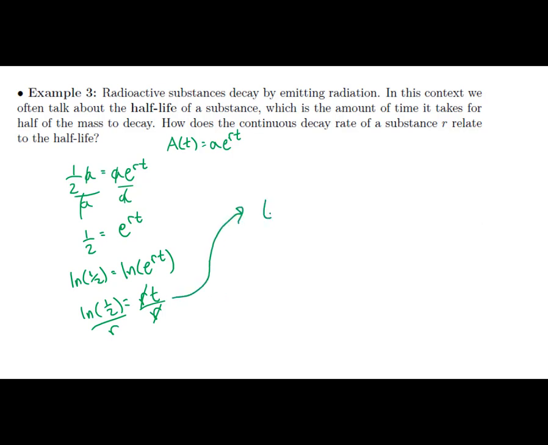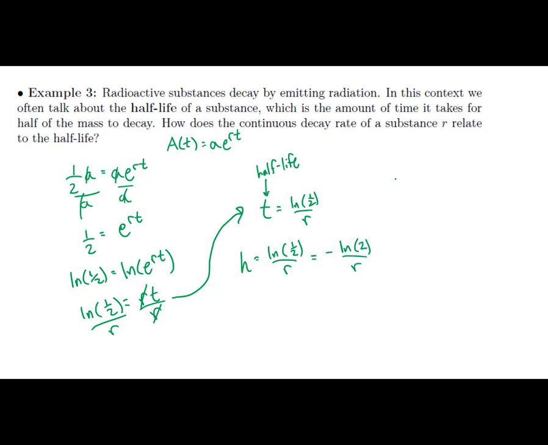And we can say that t, which is the half-life, how much time it takes to have half of what you started with, is the natural log of 1/2 over r in general. Let's just call it h. Half-life is the natural log of 1/2 over r. Sometimes you'll see it written this way, though. You'll see it written as the negative natural log of 2 over r.